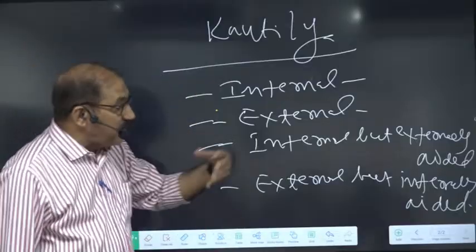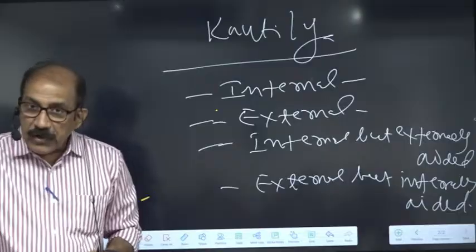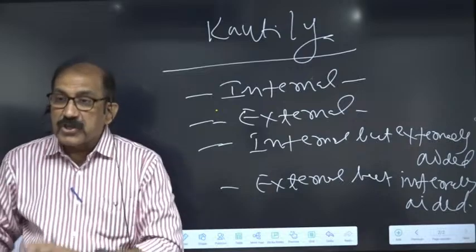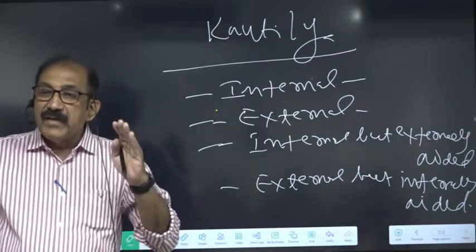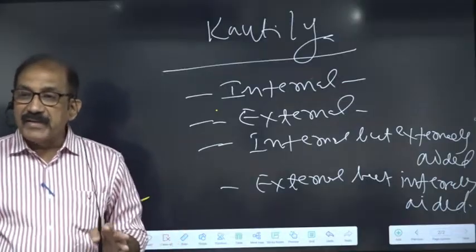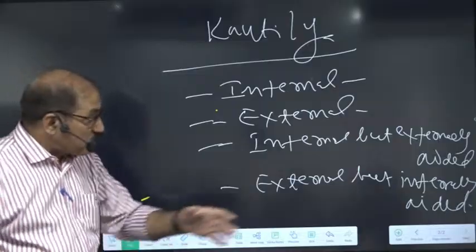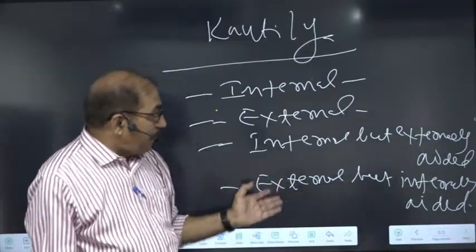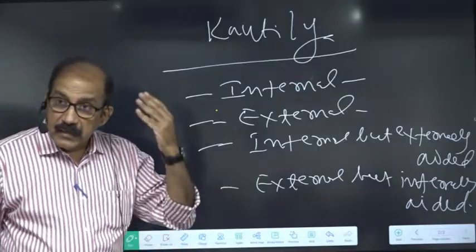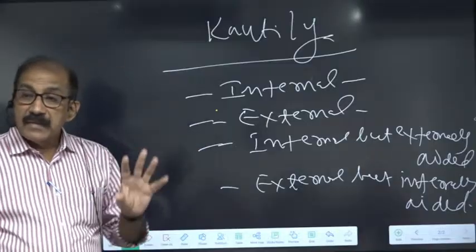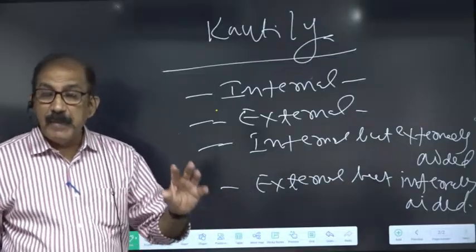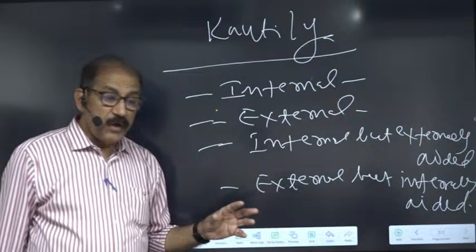Fourth, external but internally added. Means terrorists from Pakistan coming into India, getting Indian support. See, there cannot be any terrorist attack without local support. There cannot be any terror attack without local support. So, who are supporting them? So, external but internally added. So, what Kautilya talked about years and years back still remains relevant. This is the subject matter of security that we are going to discuss.